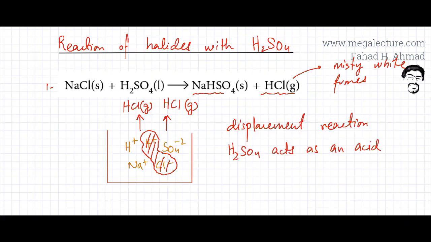So a displacement reaction happens, and sulfuric acid in this case is acting as an acid because it's acting as a proton donor. In this reaction, sulfuric acid donated its H+1 ions to Cl-1. So it's acting as a proton donor, it's acting as an acid.